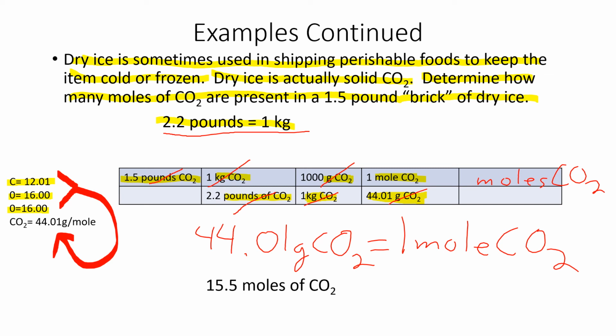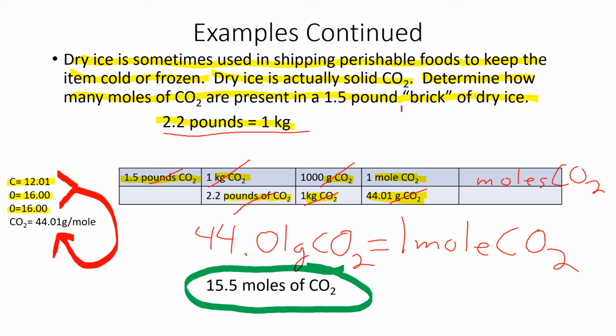So in order to key this into your calculator, 1.5 times 1,000 divided by 2.2 divided by 44.01. And when you do that, you should get a final answer of 15.5 moles of CO2. If we go back and look at the setup for this, again, you're going to notice that there's only one new step. The only new step is this gram to mole conversion coming from information on the periodic table.